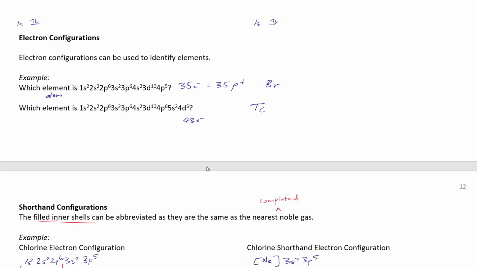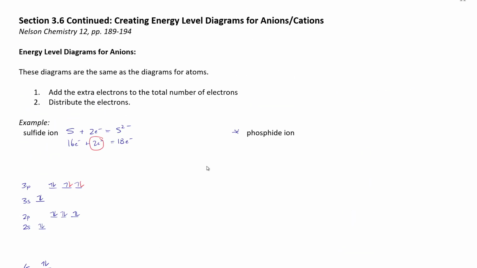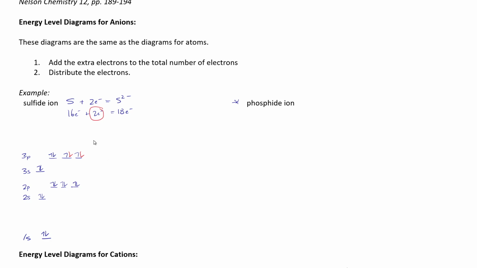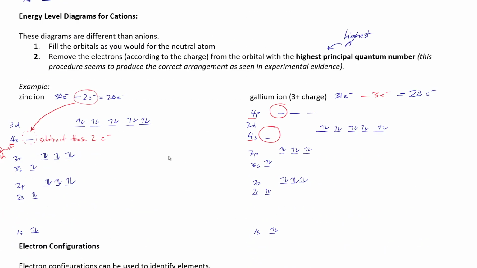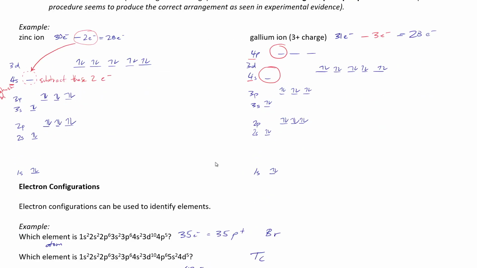So to summarize, we looked at the energy level diagrams for anions, remembering to add the extra electrons that it gained to show the full outer shell. We also looked at the energy level diagrams for cations, and we remembered to subtract the number of electrons necessary to form the cation, and then we subtract them from the level with the highest principal quantum number, right? So in this case, it was from the 4s. In the case of gallium, we had to subtract it from both 4p and 4s.